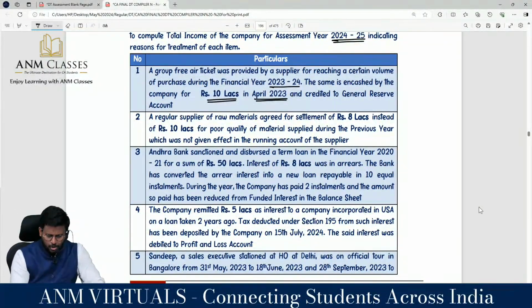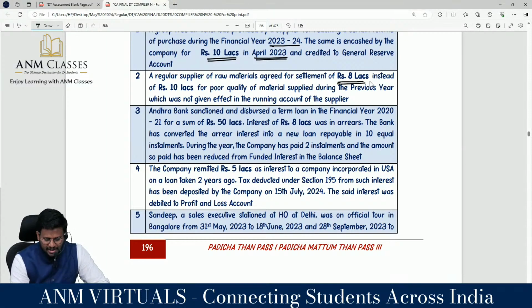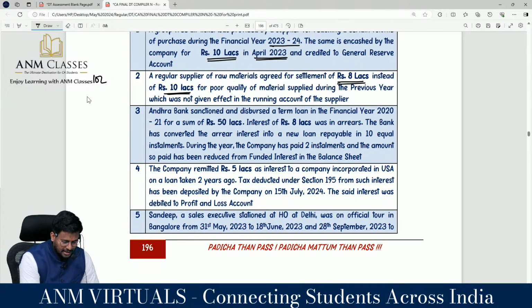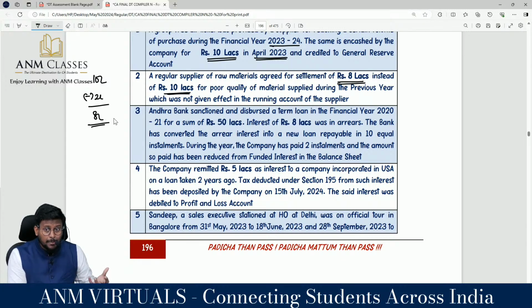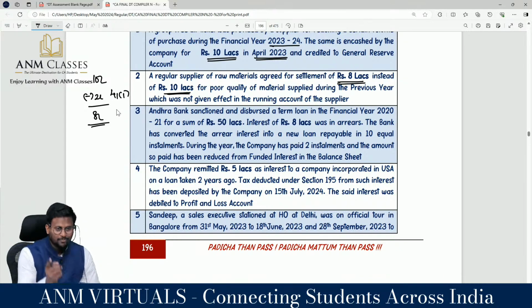A regular supplier of raw material agreed for settlement of 8 lakh instead of rupees 10 lakh for poor quality of material supplied in the previous year, which was not given effect in the running account of the supplier. Beautiful. Sir, some supplier has supplied some raw material to us. The total value was 10 lakhs. But there was some quality issue. He said that don't pay us 10 lakh, pay us only 8 lakh. You can take how much? 2 lakh. This is like discount received, remission or cessation of trading liability as per section 41(1).